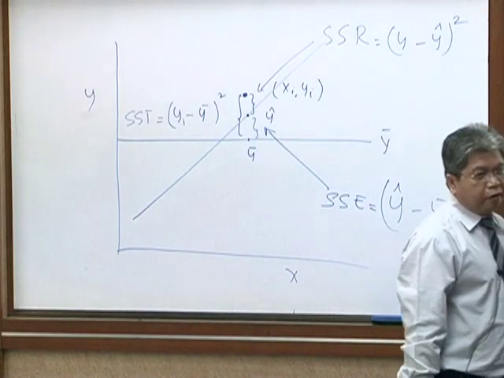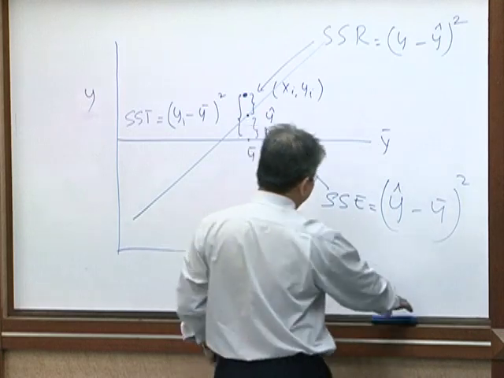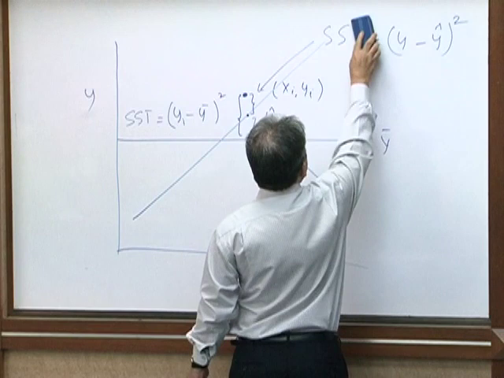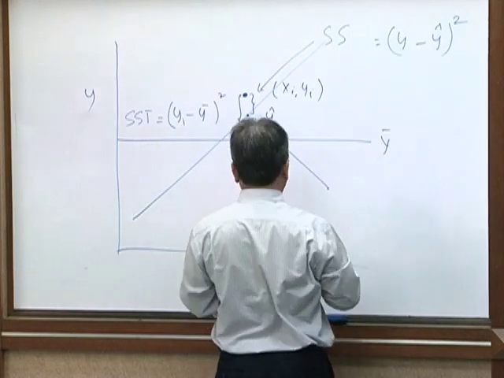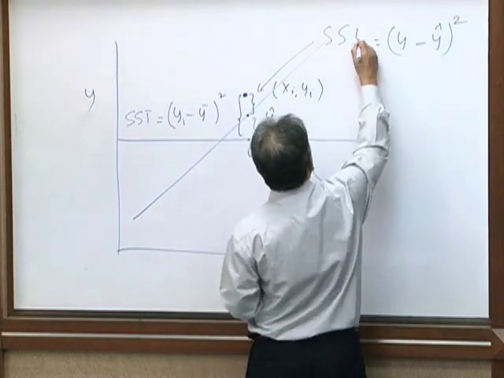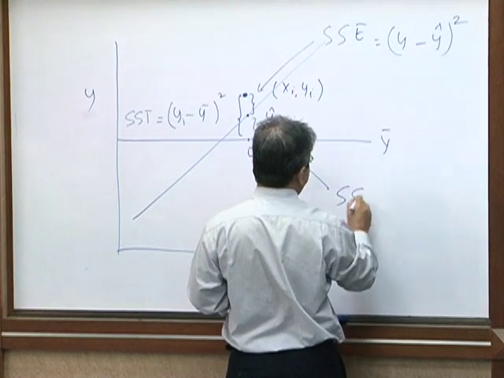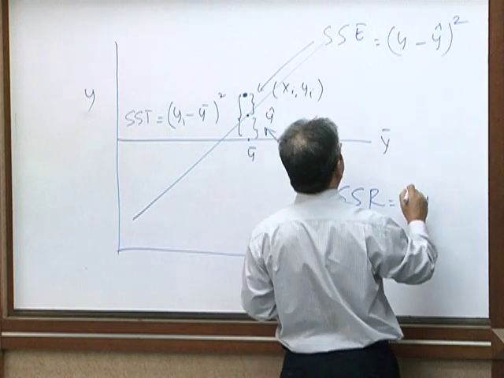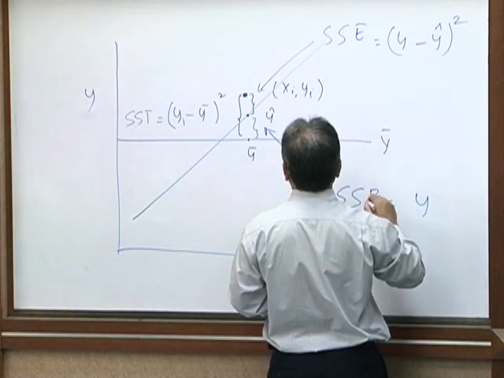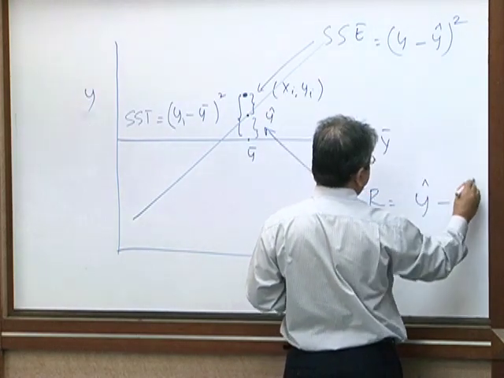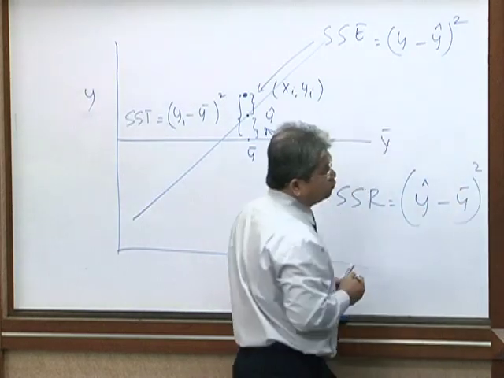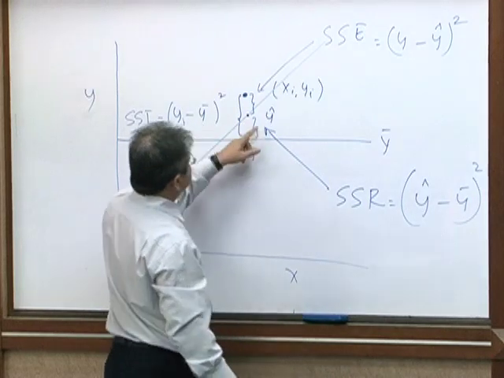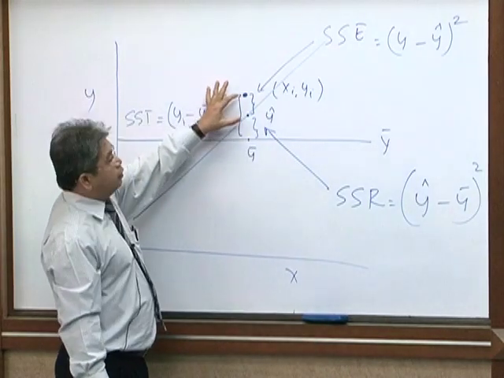Am I right? Oh, I got it wrong. This should be SSE. This is SSE. This is SSR. Right. This is SSR, and this is unexplained by the regression line.